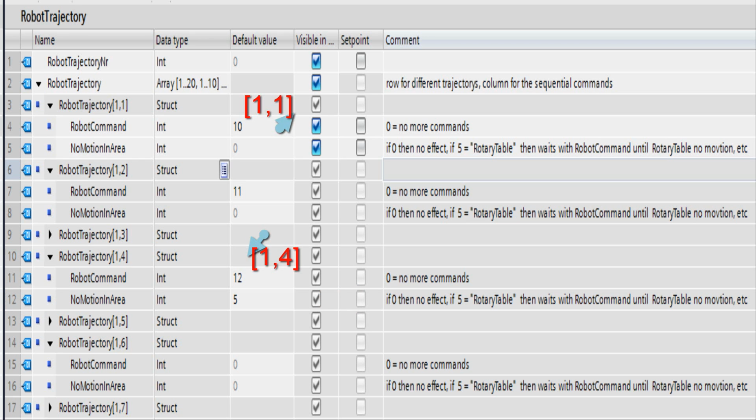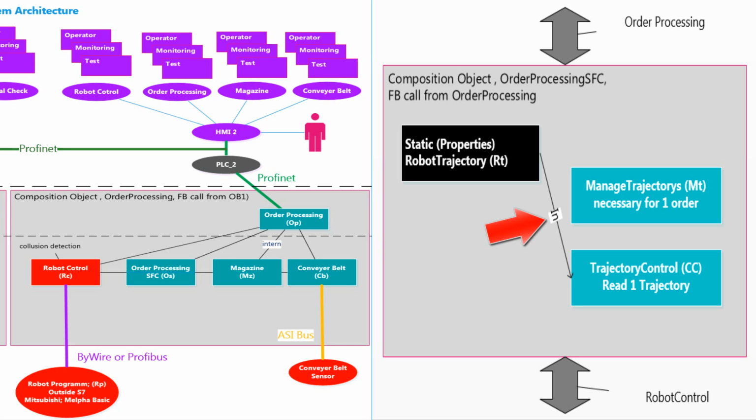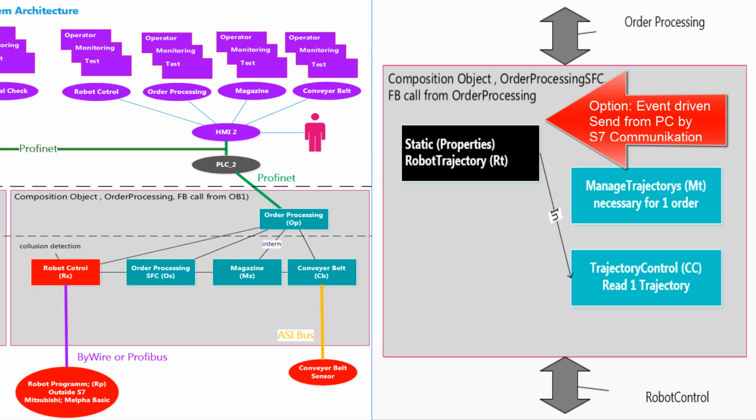The gain of the PLC data type is that we can access the properties robot trajectory only by one name. In this example, the properties robot trajectory are inside the composition object Order Processing SFC and inside PLC 2. Another option is event-driven, sent from PC by S7 communication, and this is better if we have a flexible production.